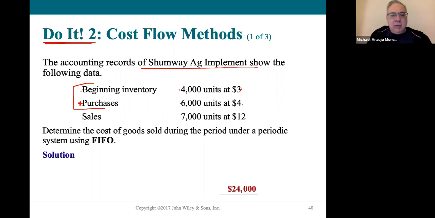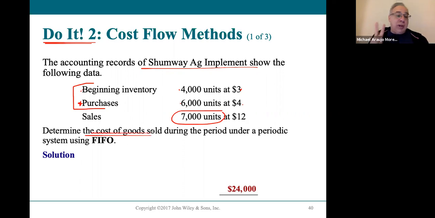Remember that chart we went over back in chapter 5. It's sort of coming back here, right? Beginning inventory plus your purchases gives you your total cost of goods available for sale. Then you split it into what's been sold and what's in inventory. Here they only give you sales, so they know 7,000 of these units have been sold. They want you to determine the cost of goods sold.